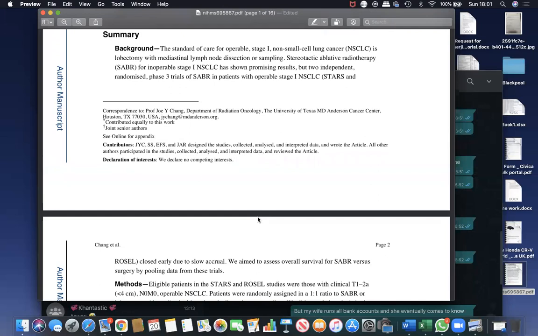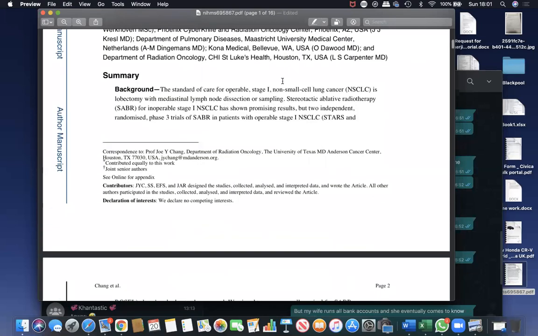Sir, short forms are being used. Yeah, which one? STARS and ROSEL. Yeah, what the hell is STARS? Yes, sir. What the hell is ROSEL? You know, what the hell is this? How can somebody write an article in the Lancet, and they have started with NSCLC and they have explained to you what the word NSCLC is?